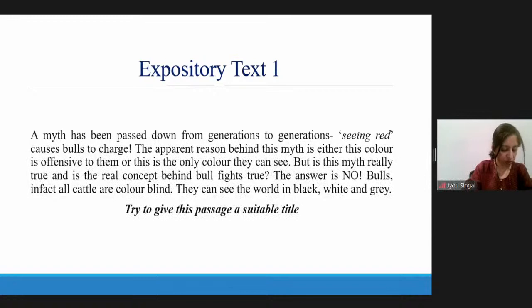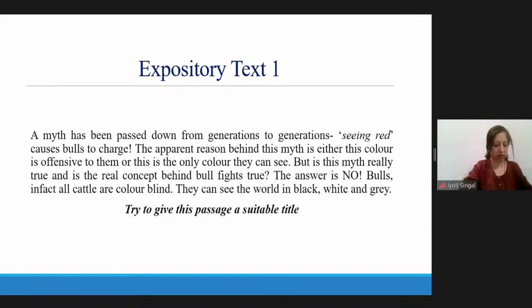Myth red charges bull. Vanshita, is it red charges bull? Sorry, red a myth. Again, if you simply say red, whether it's about bulls, is it about a color or is it about something else in life which is red? So don't make it so short that I still have to think about what exactly this red signifies.